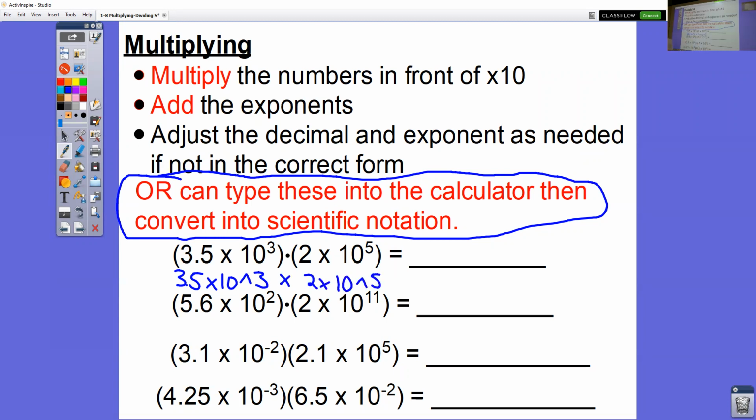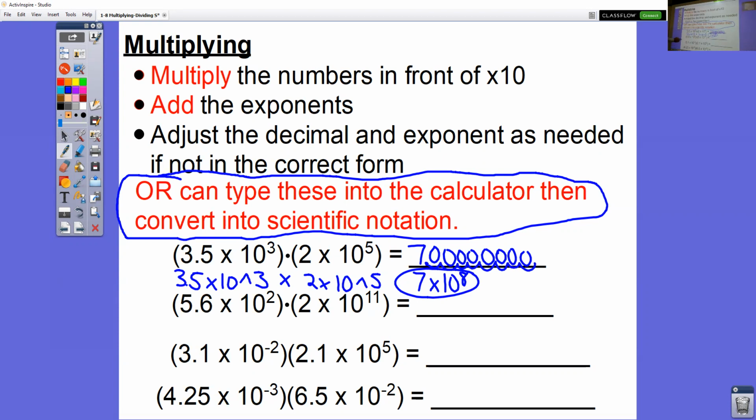Typing them into the calculator, you're going to get the number 7, and then it's going to have 8 zeros after it. So now you need to make that answer into scientific notation. Put a decimal point after your first non-zero number. Write that number down in front of the times 10. 1, 2, 3, 4, 5, 6, 7, 8 places to get to the end. So our final answer is 7 times 10 to the 8th.